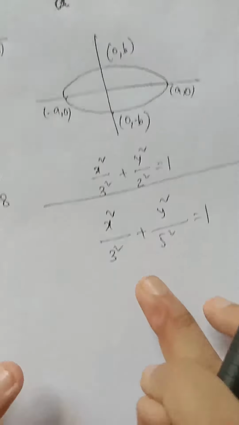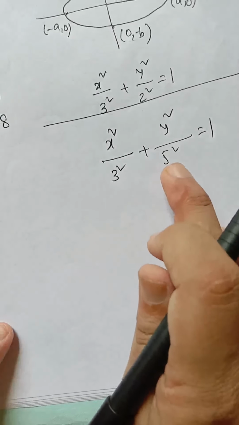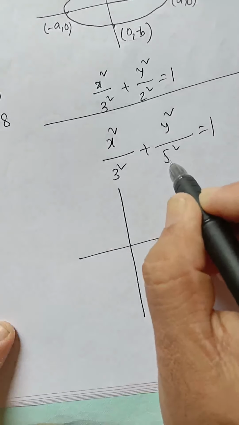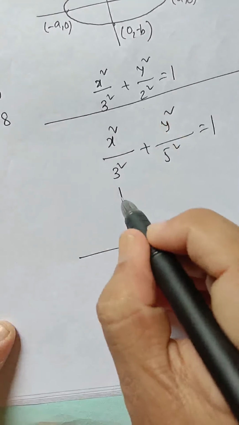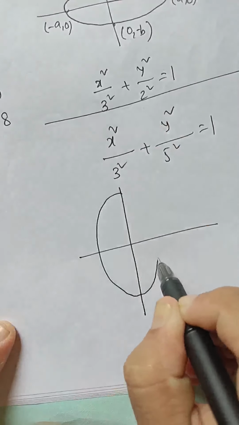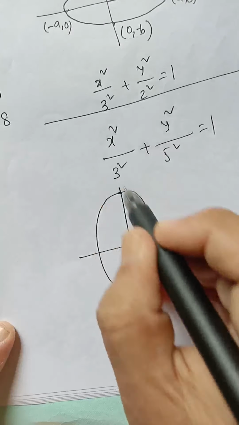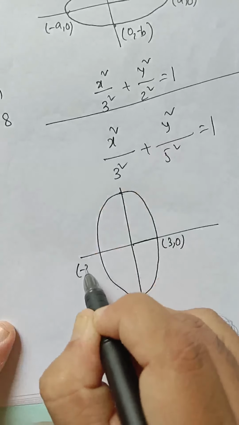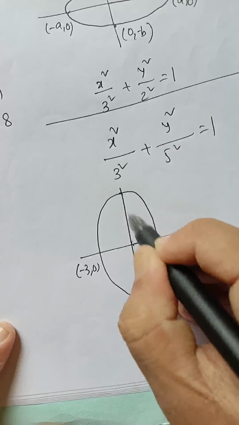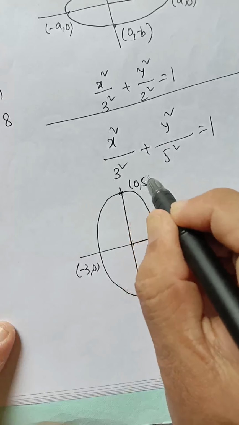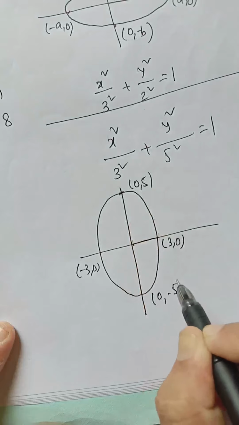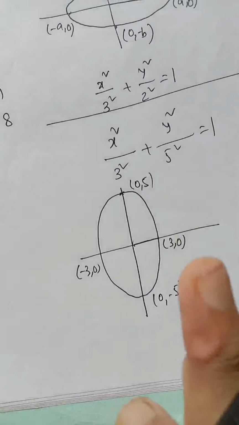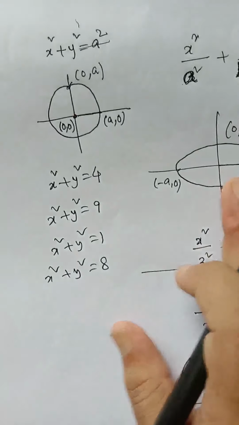Find the area bounded by this curve. Now you can see this length is now more than this. The major axis is along the y axis for this particular ellipse, so its graph will be like this. X square by 3 square, so this length along the x axis will be 3, this will be minus 3. Y square by 5 square, so this length will be 5, this will be minus 5.